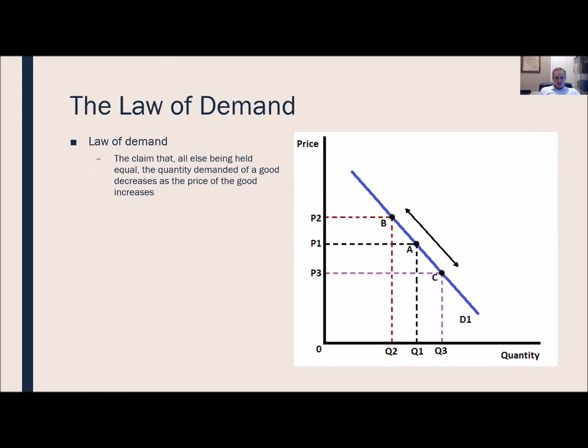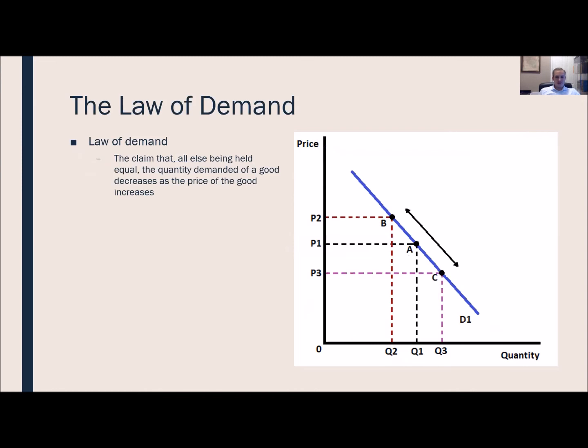So if we are at point A on our demand curve, we're just going to have a P1 price and a Q1 quantity. If we were to see an increase in the price from P1 to P2, we would see a movement along that demand curve from point A to point B, and we would be left with a lower quantity because our quantity would change from Q1 to Q2.